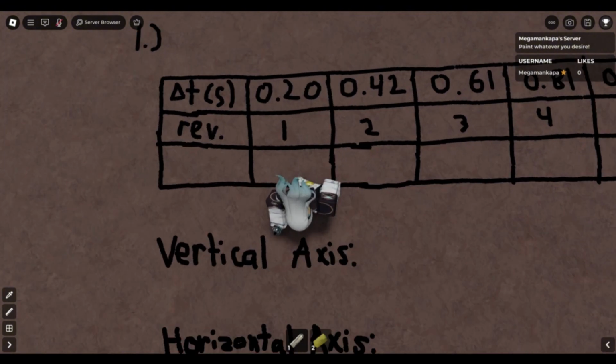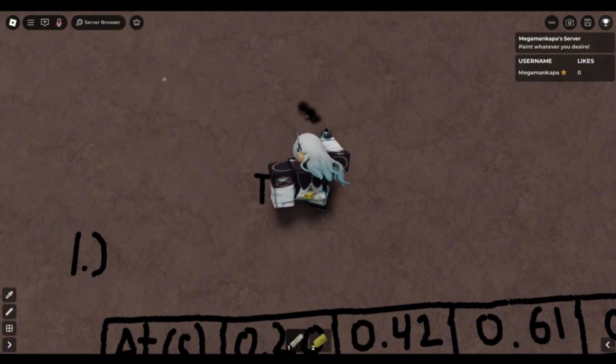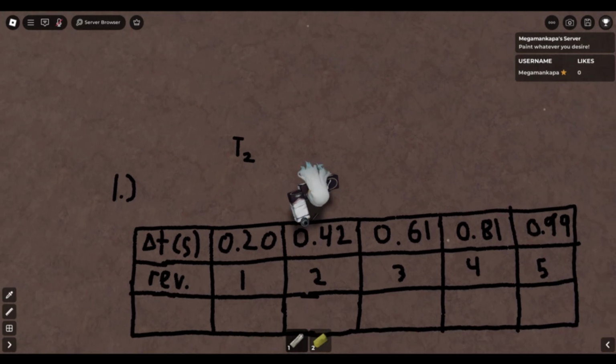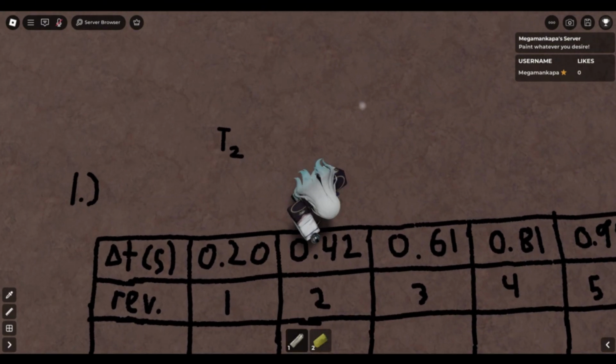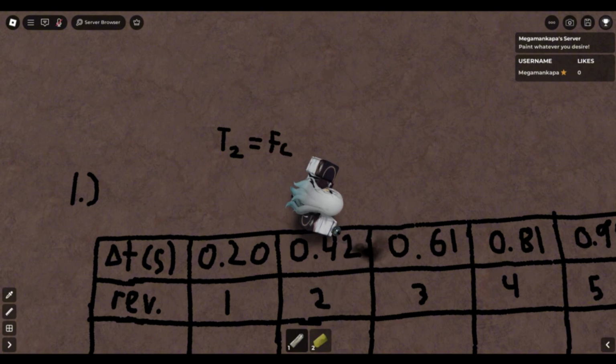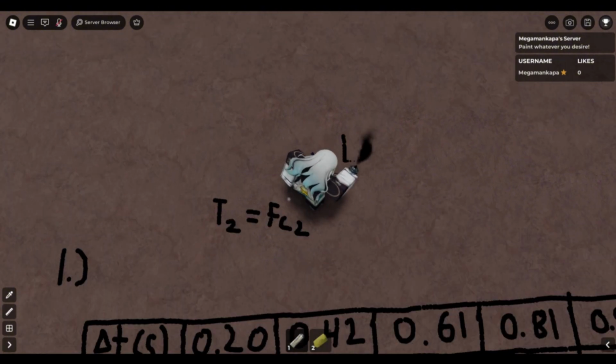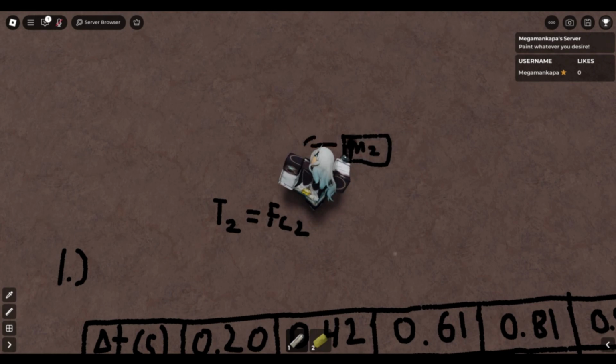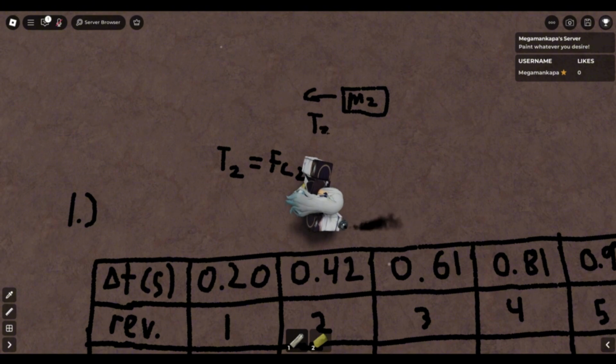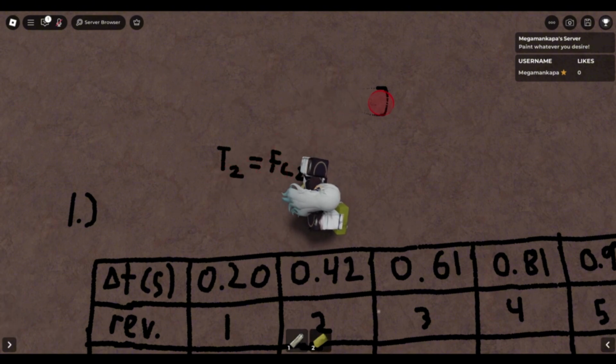Now, let's try to think. We want something that when we graph, we can use to find the magnitude of tension 2, right? But what was tension 2 equal to? FC2. Why is that? Because when you draw the free body diagram of M2, you know that the only force pointing inwards is T2. Therefore, we can say that T2 is the centripetal force of M2.